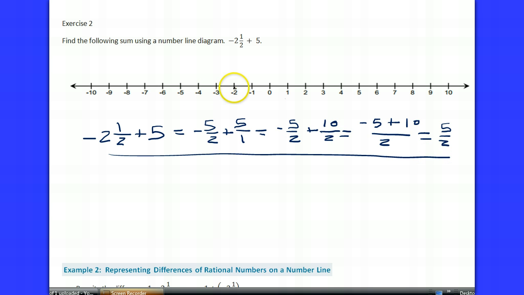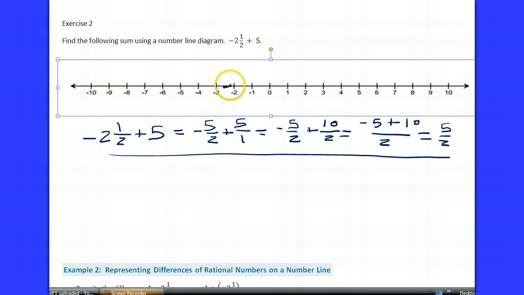On a number line, we're starting at negative 2.5, right there in between negative 2 and negative 3. And we're jumping 5 up. We're adding 5. 1, 2, 3, 4, 5. And we see we're going to end at 2.5. So we start at negative 2.5, and we move up 5 spaces, and we end at 2.5.